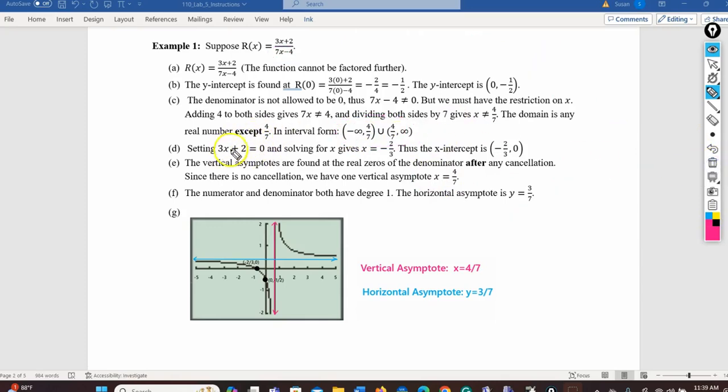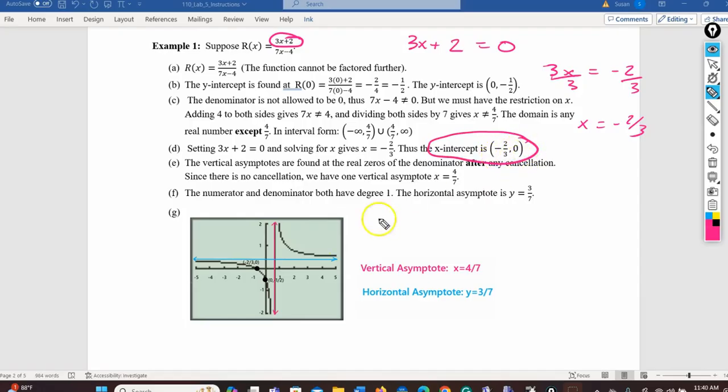Now, in part D, we were asked for the x-intercepts. So x-intercepts are found at zeros of the numerator. So if I set the numerator equal to 0 and solve for x, what do we get? Subtract 2 from both sides. Divide both sides by 3. So I have an x-intercept at negative 2/3. So an x-intercept is a point, and its coordinates are negative 2/3, 0.